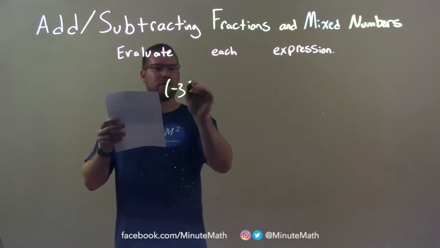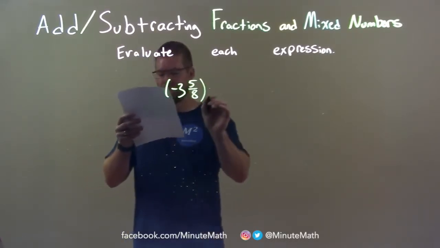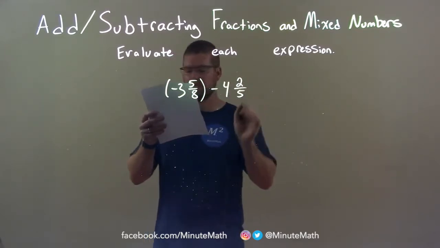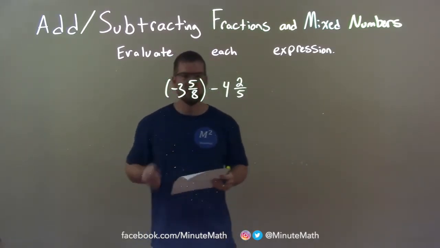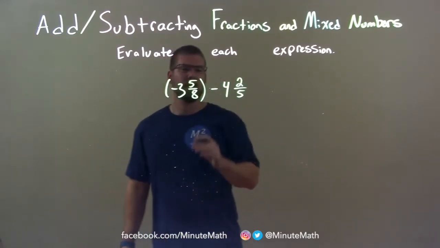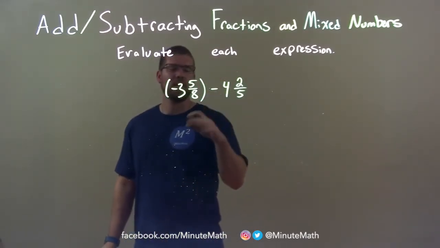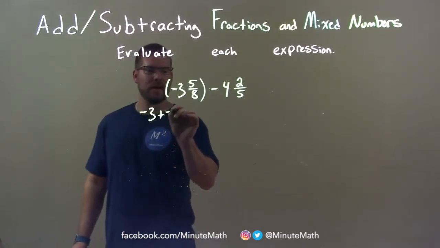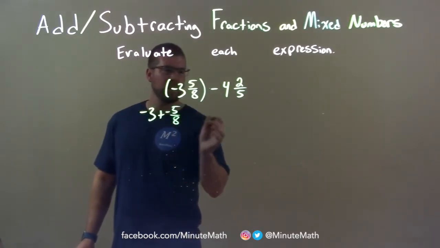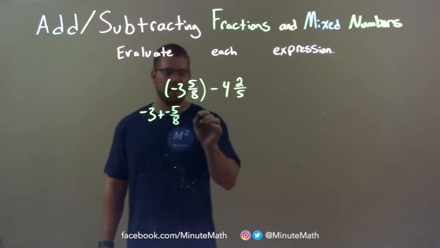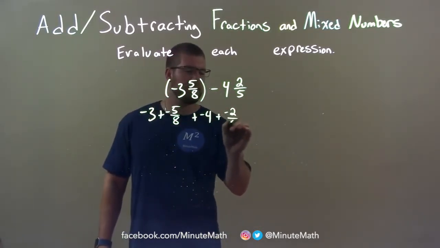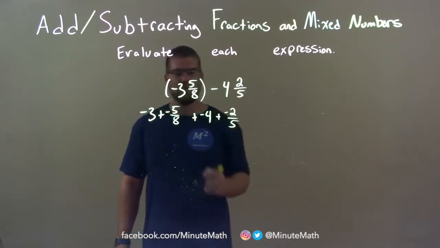Negative 3 and 5/8 minus 4 and 2/5. Okay? So first thing I want to do is break this down, all right, to have our whole numbers and our fractions for each one. So we have negative 3 plus a negative 5/8. And then subtracting, the same thing as adding a negative, plus a negative 4 plus a negative 2/5. Make sure you bring the negative to both parts.